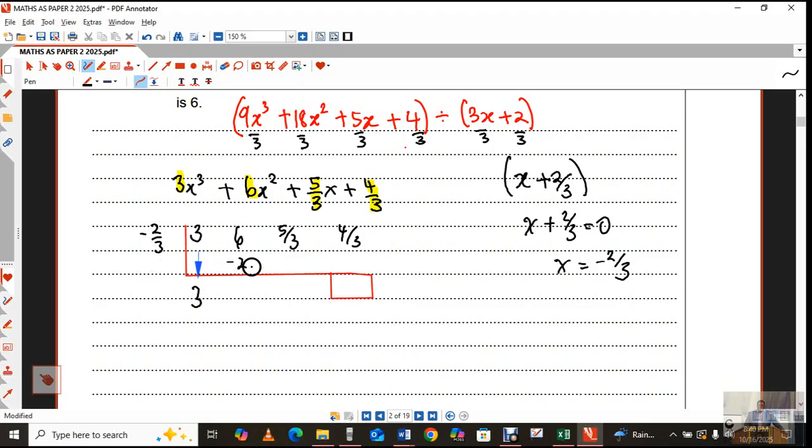And then you add 6 minus 2, that is 4. And then you go again, you multiply this with that. So in this direction, you multiply.